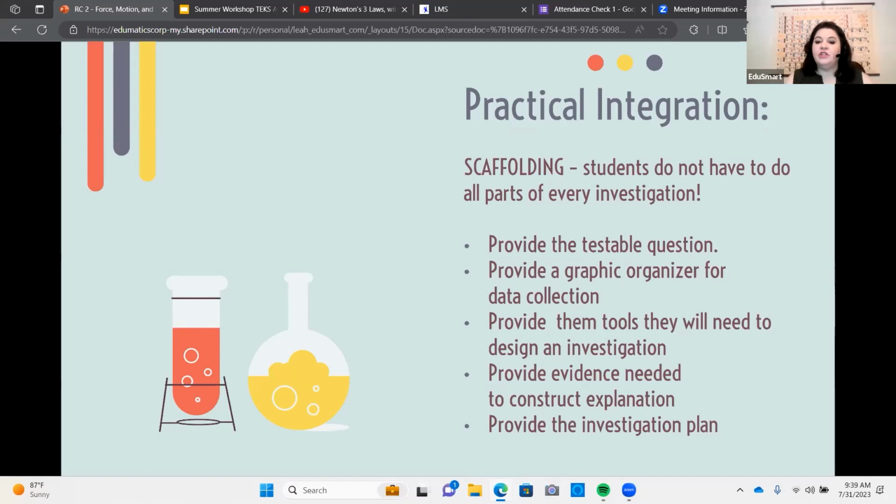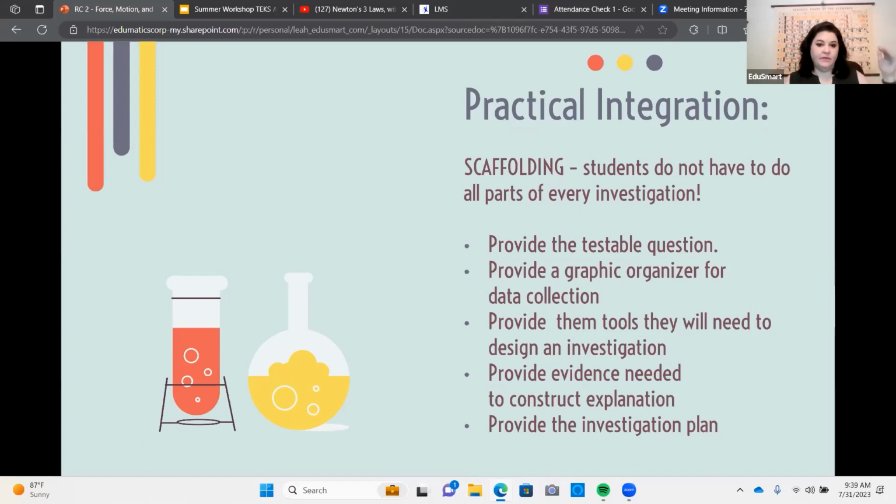They don't have to do all parts of every investigation. So it would be too much to hand to the kids and just say, plan and conduct an investigation on how light works. That's not going to happen.